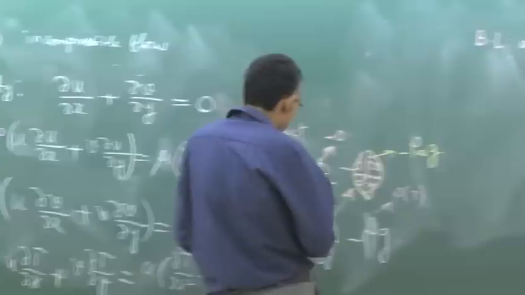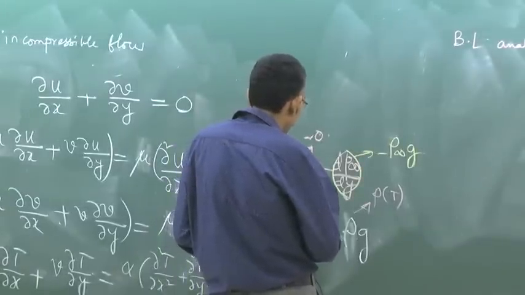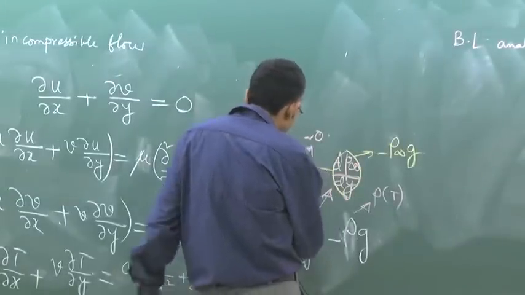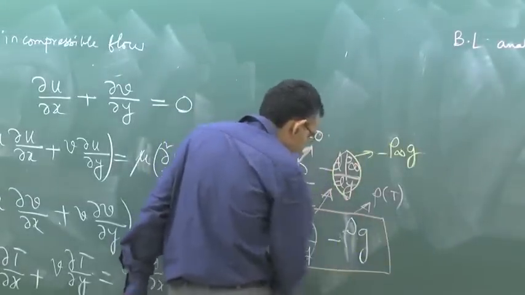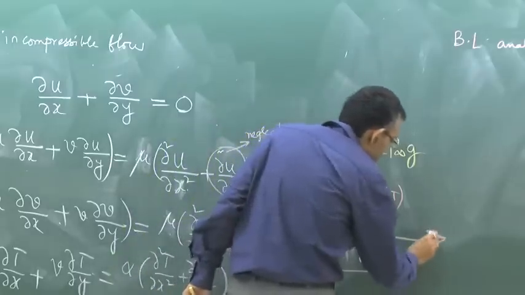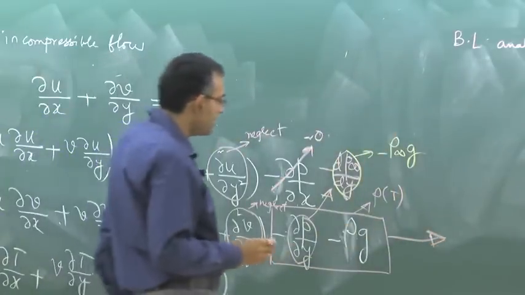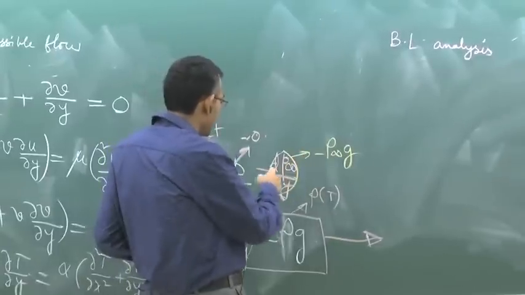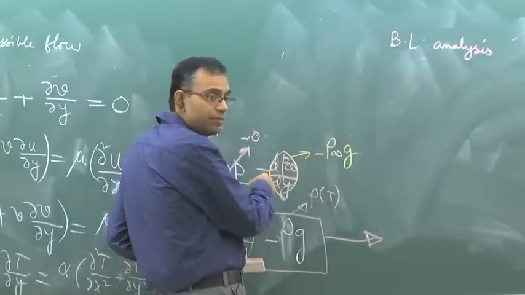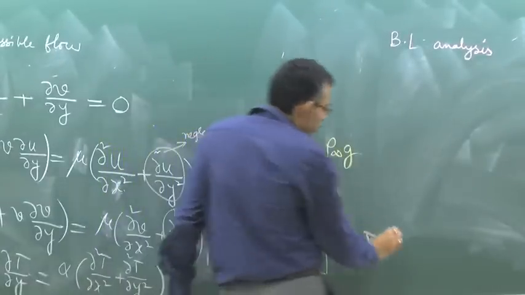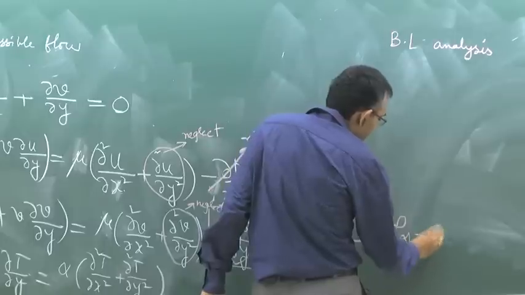So if you consider these two terms together, what is the net term? This minus with this minus will become plus. So (rho infinity minus rho) g.